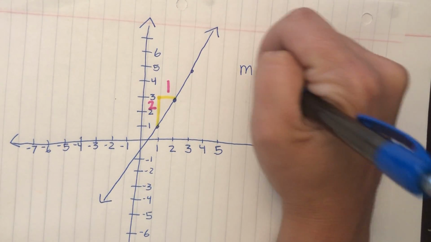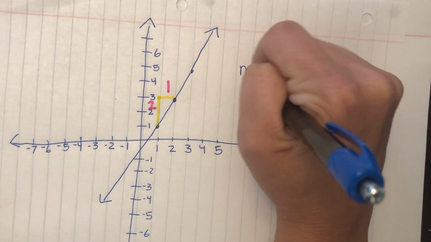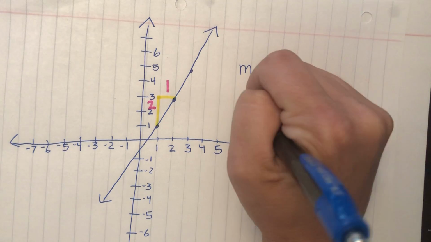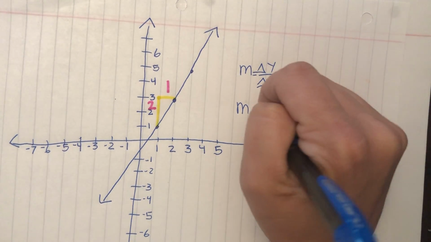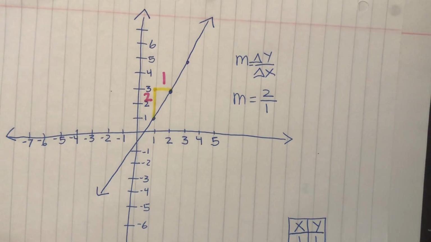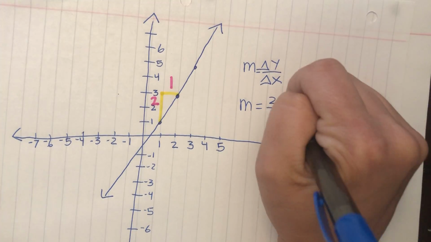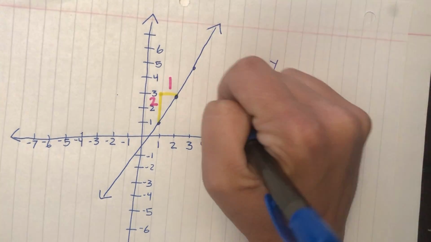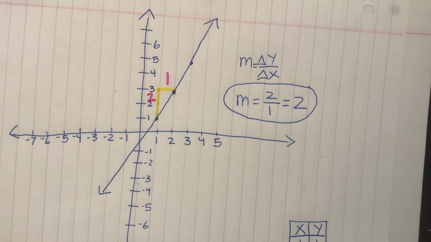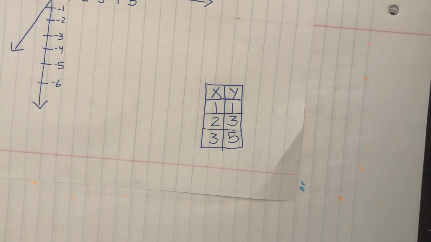So the slope of this line is the change in our y values over the change in our x values. The change in our y values was 2 over the change in our x values, which is 1. So 2 over 1 is our slope. That also simplifies to 2. Now we could find the slope without having to graph our ordered pairs. We can just find it from the table, and that's what we're going to be going over today.